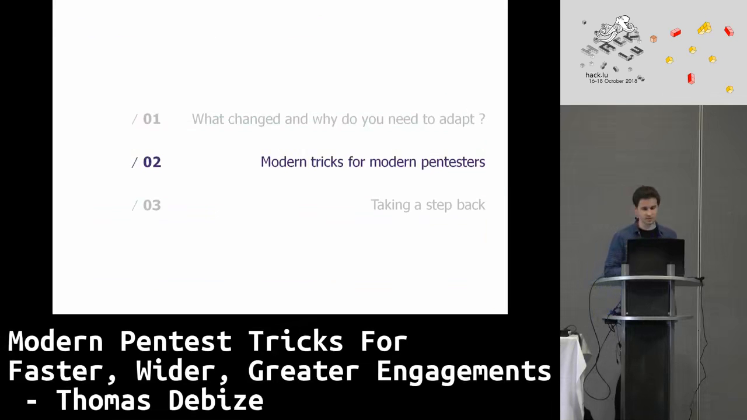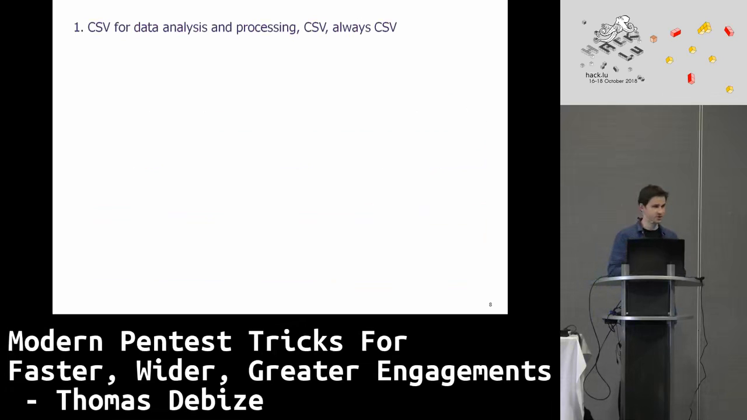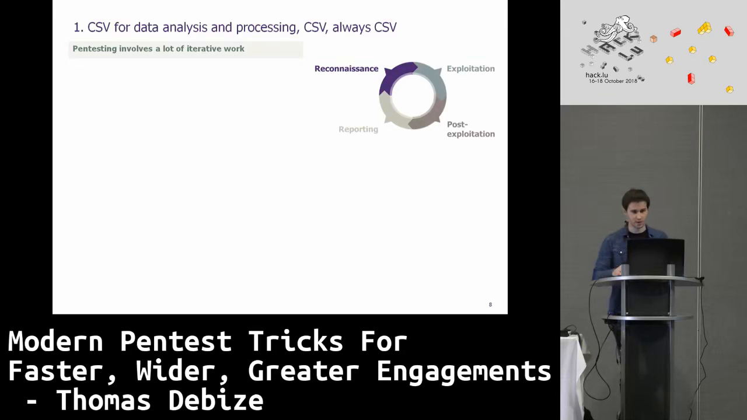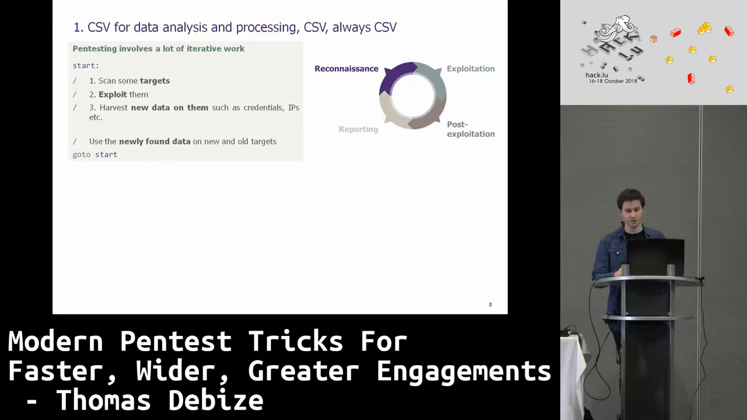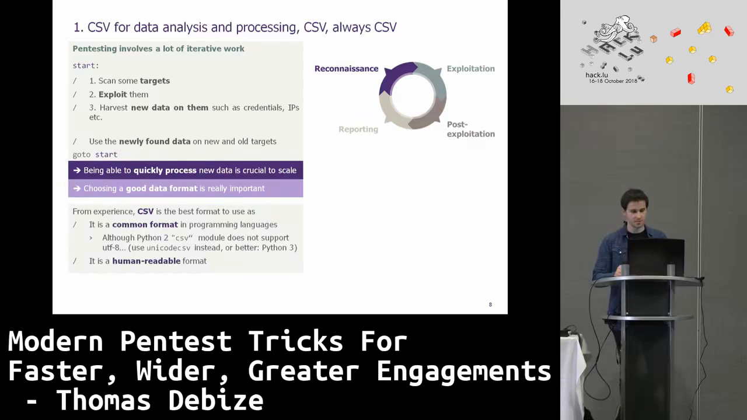So enough context. Let's start with the first trick, the first observation I made throughout my years of pen testing. As you know, there's a lot of iterative work in our field. You know this kind of wheel. You scan some targets, you exploit them, you harvest and find some new data, and you use the newly found data on other targets or even previous targets to gain some more intelligence on them. So you need a good data format to process all of this. I recommend CSV. I'm not saying CSV is the best format for everything. I'm saying it's the best format for humans.